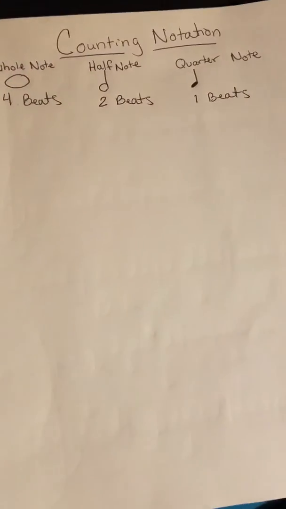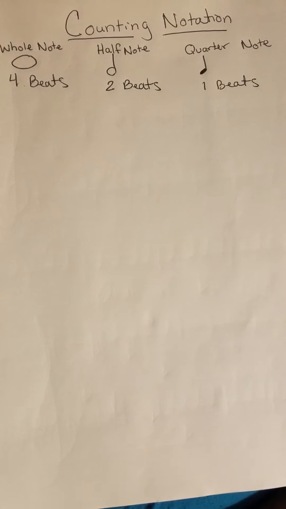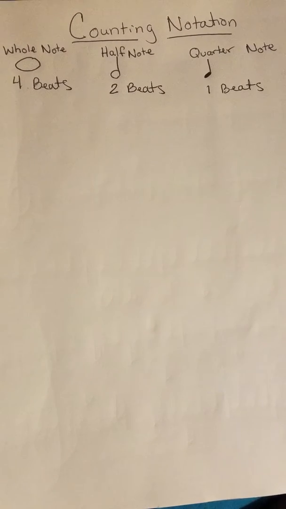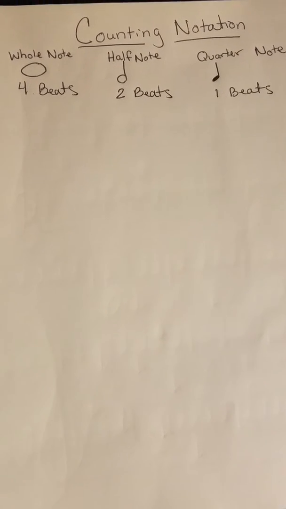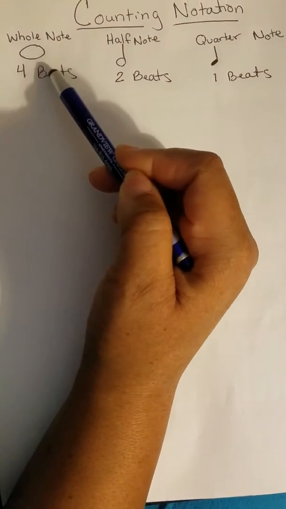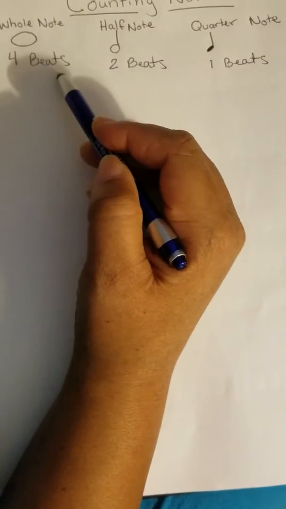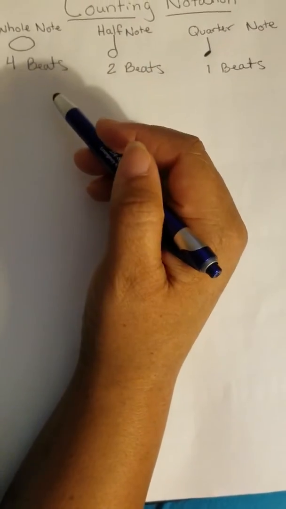Hello, I will be going over the way we count notes. So this is counting notation. We're going to start with 3 of the larger notes. The first one is a whole note. This is how a whole note looks. It is worth 4 beats in 4/4 timing, and I'll go over that in a moment.